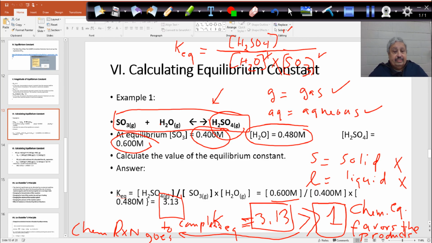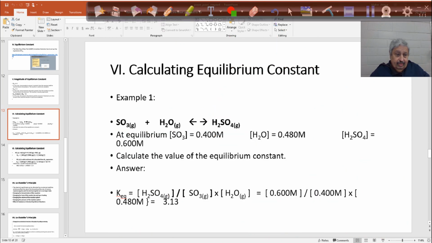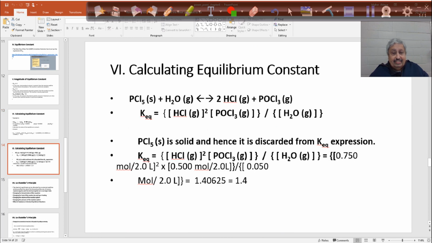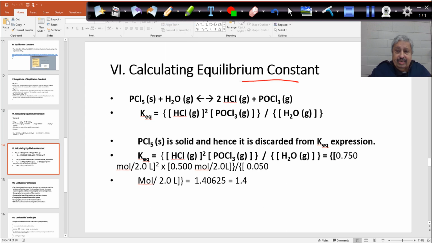So let's look at the second example. Everybody has this. Again, you will have the opportunity to go to iCollege and find the YouTube of this lecture. So let's take this one out, and we are taking the second example. Now the second example is tricky. Why? Because it does have a solid. So this is the reaction here.